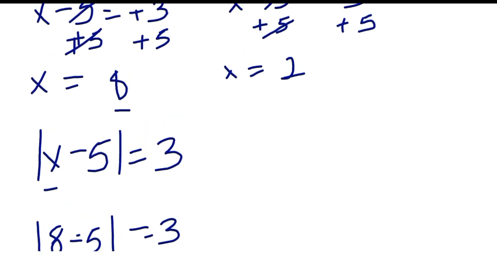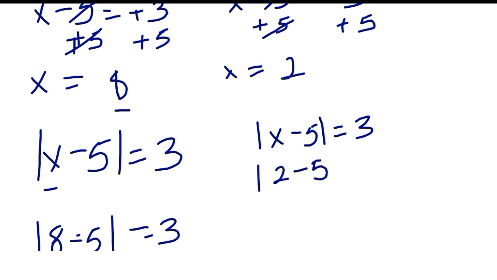Now on the other part, we have that our x is equal to 2. So we have that the absolute value of x minus 5 is equal to 3. So when we substitute x, the absolute value of 2 minus 5 is equal to 3. Now 2 minus 5 is going to give us minus 3. So the absolute value of minus 3 is equal to 3.